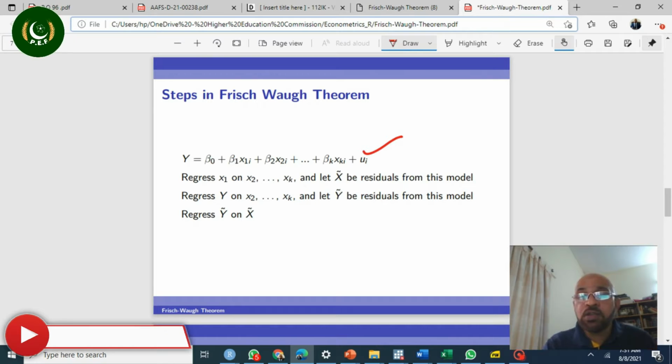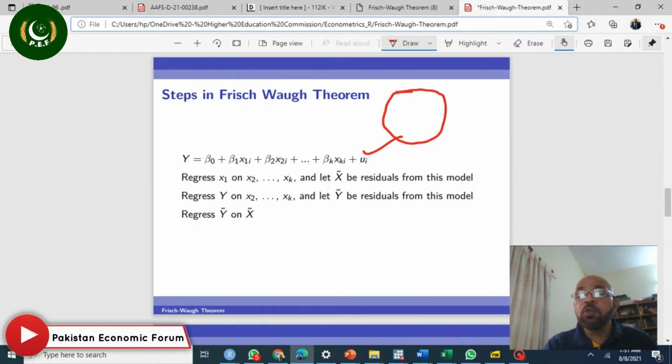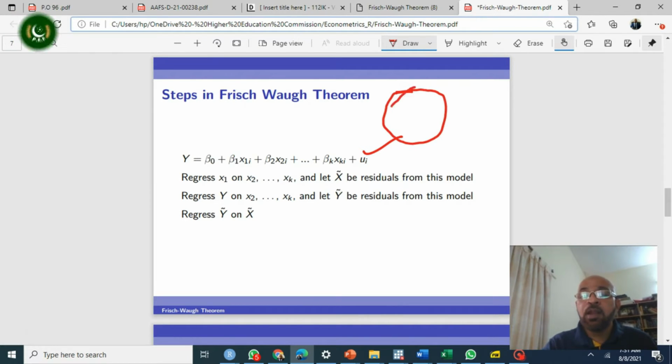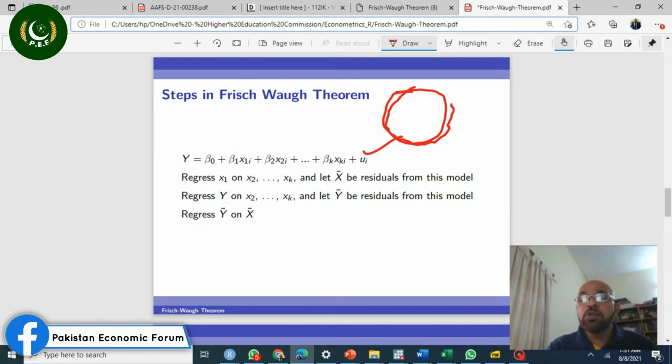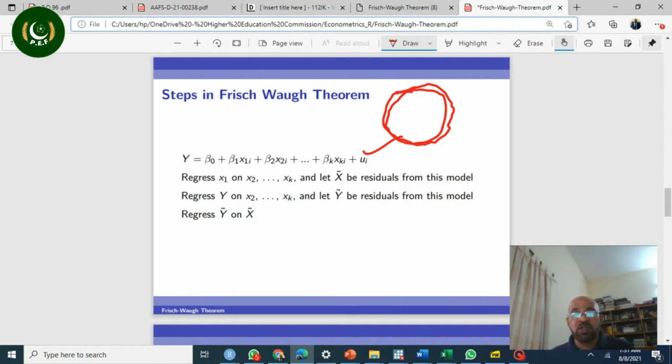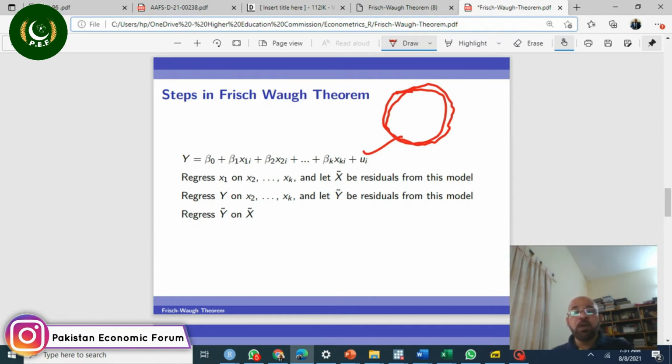Otherwise, if they have very high correlation, eliminating x2 basically means eliminating x1. That's why we say there should not be high correlation, but there must be some correlation, as we have studied. Otherwise there will be omitted variable bias. But at the moment I'm going to explain the Frisch-Waugh Theorem.